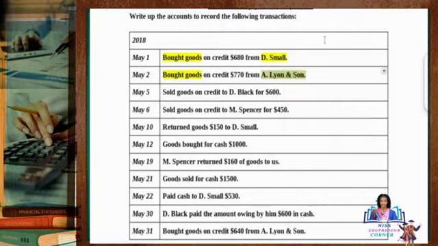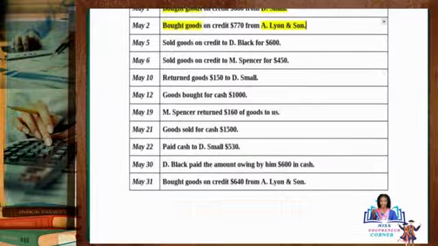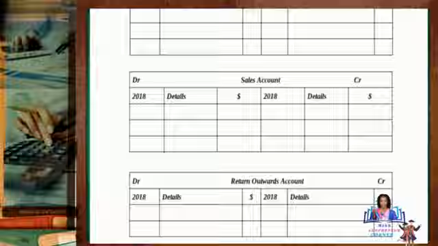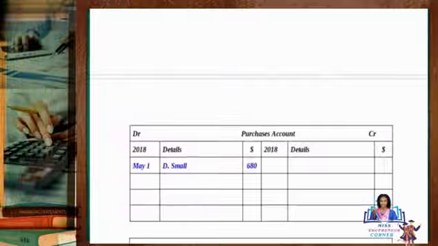So again, we're going to debit the purchases account as at May 2 to show that there's an increase in goods in the business. We don't need to construct any more purchases account. We're going to use the same one. So May 2, in the detail, we will have A. Leon and Son, and the amount, $770.